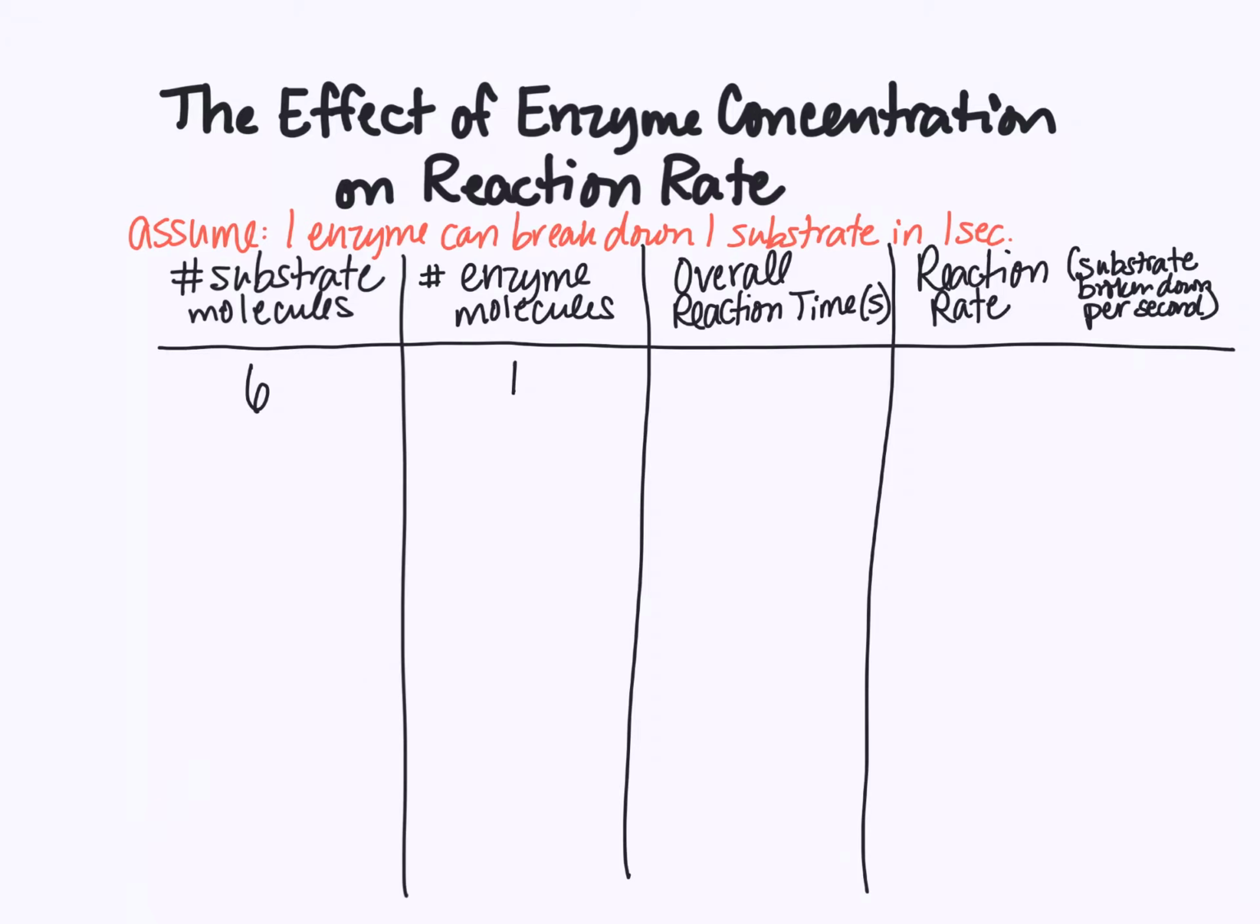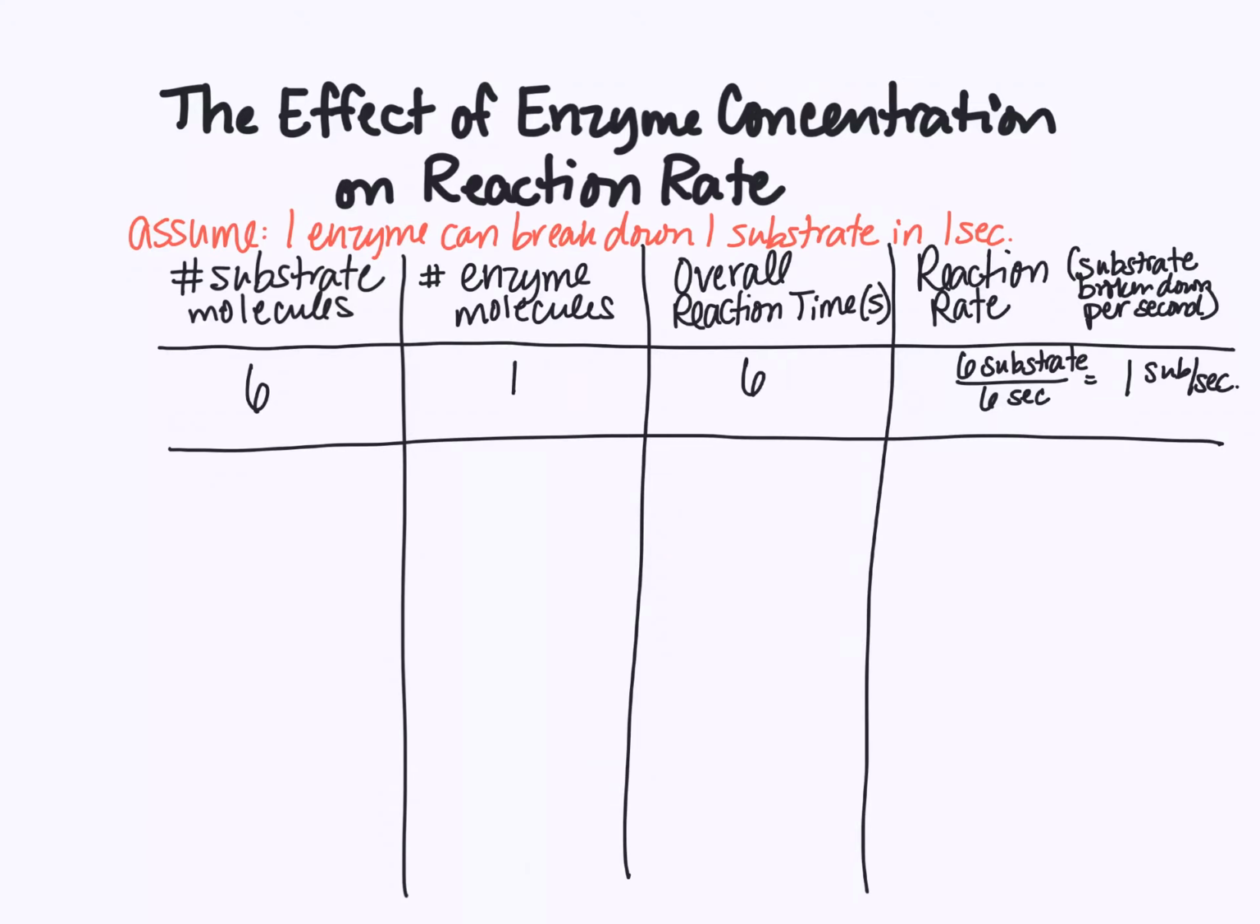So what this assumption means is that if we have 1 enzyme molecule and we have 6 substrate molecules, it would take 6 seconds in order for that 1 enzyme molecule to break down all of those substrate molecules. So if we were to look at the rate, that would give us 6 substrate molecules broken down in 6 seconds, which gives us a rate of 1 substrate per second.